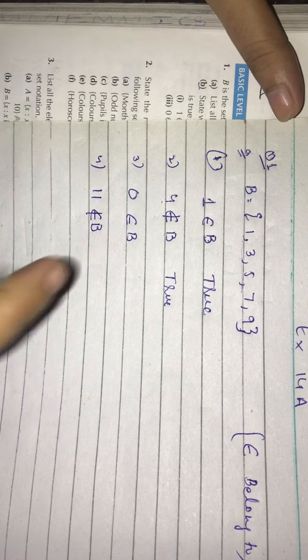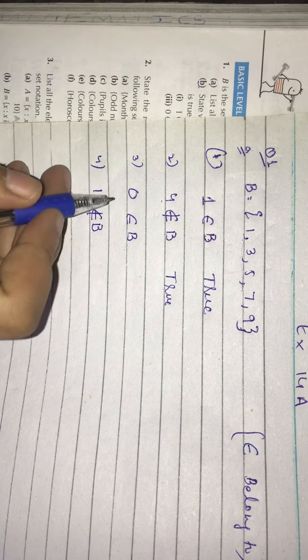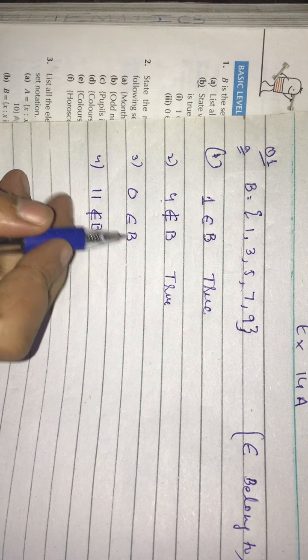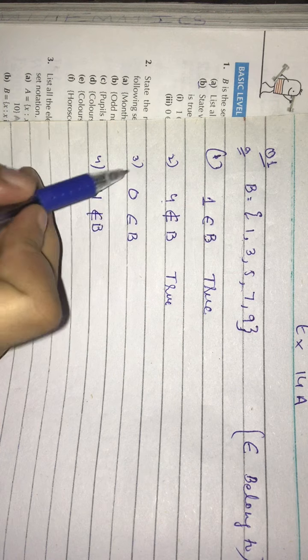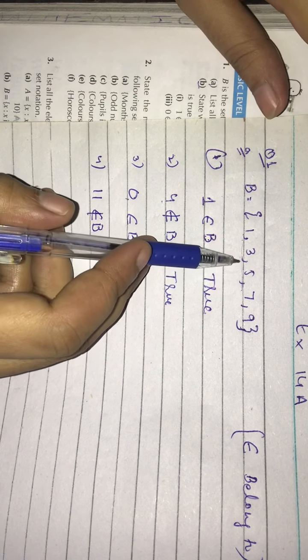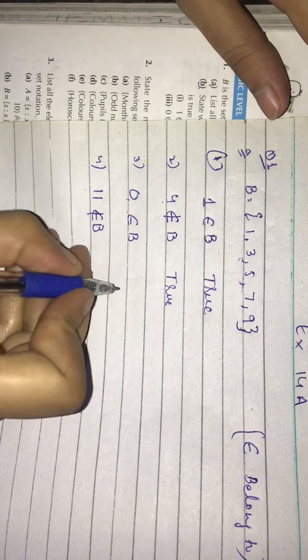Got it? After this, the third part is 0 belongs to B. 0 is not an element and is not contained in set B. So this is false.